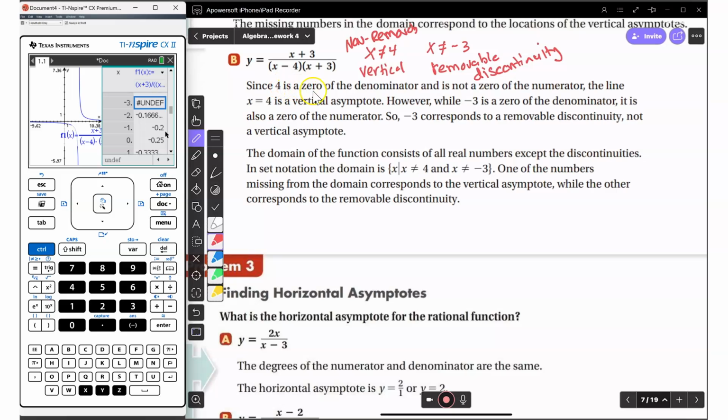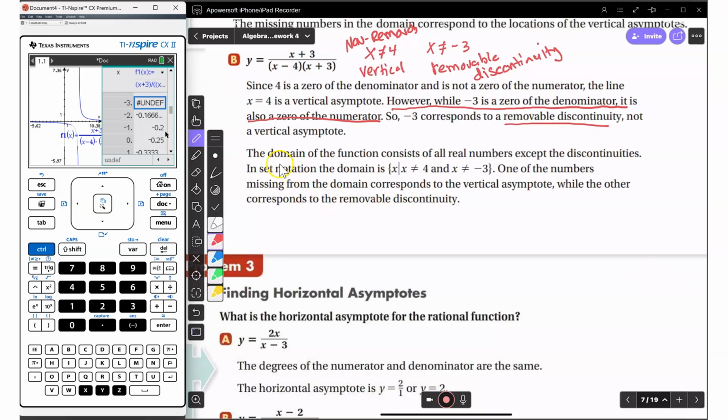Since 4 is a 0 of the denominator and is not a 0 of the numerator, the line x equals 4 is a vertical asymptote. However, while negative 3 is a 0 in the denominator, it's also a 0 for the numerator. So you want to underline that. So negative 3 corresponds to a removable discontinuity and not a vertical asymptote.